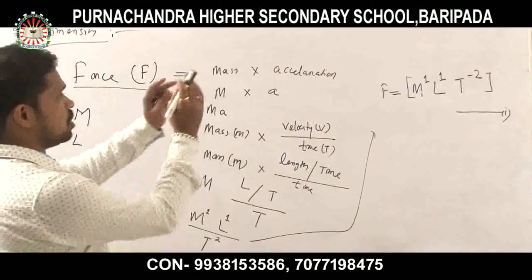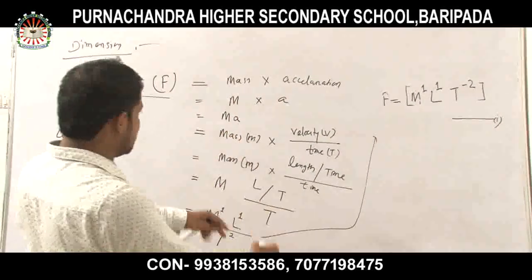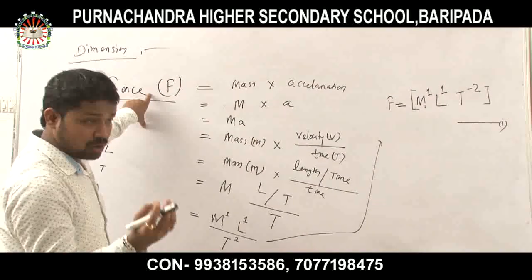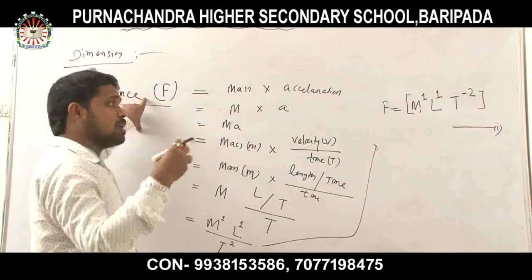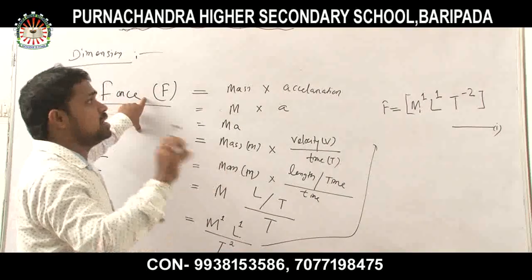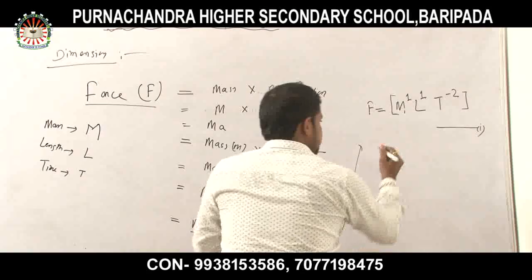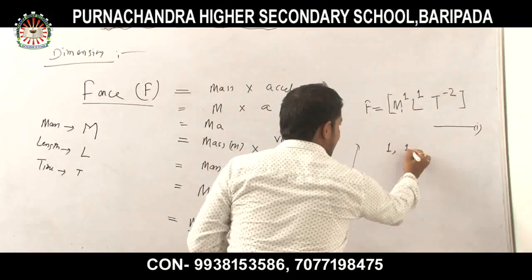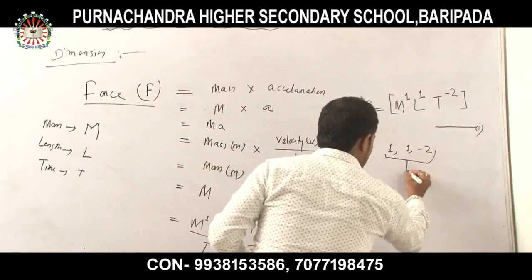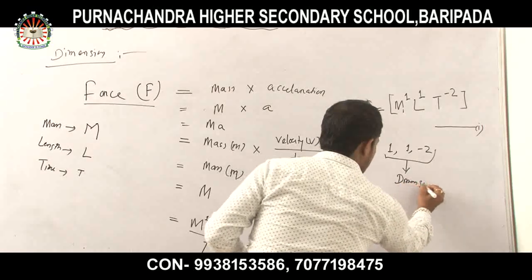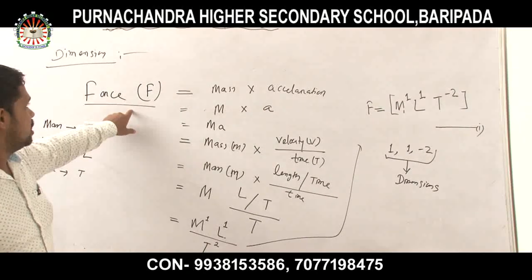Now look at this equation number 1. This is the dimension of which physical quantity? Force. So what are the dimensions? According to our definition, the dimensions are the exponents or the powers of basic or fundamental physical quantities. So let us see. What is the power of M? 1. What is the power of L? 1. What is the power of T? Minus 2. Very simple. So these are nothing but the dimensions of the physical quantity force.